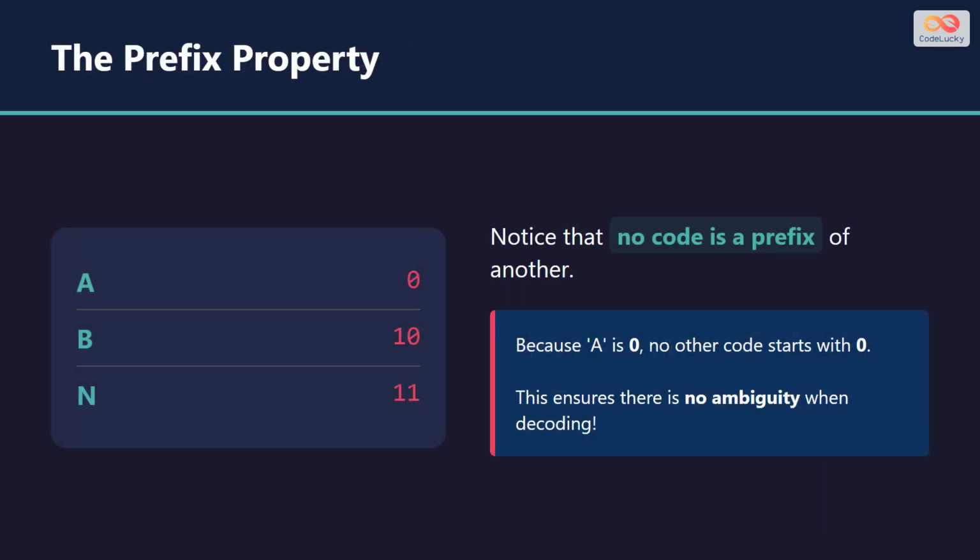This generates what we call prefix codes. Notice that the code for A is 0 and no other code starts with 0. This is crucial. It ensures there is no ambiguity. When the computer reads a 0, it knows immediately that it is an A without needing to wait for more bits.